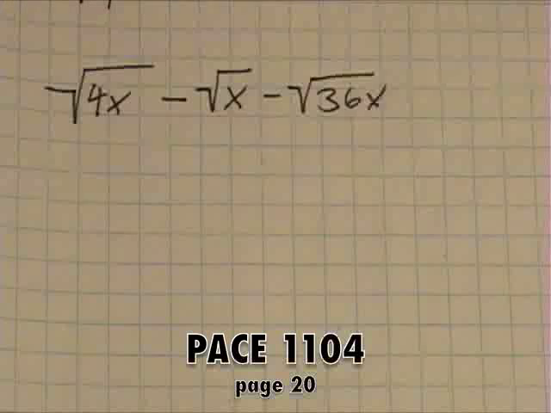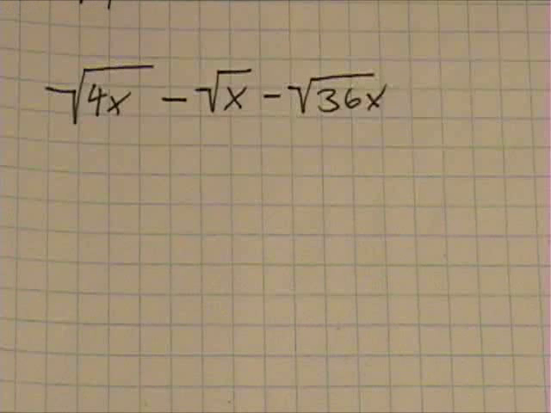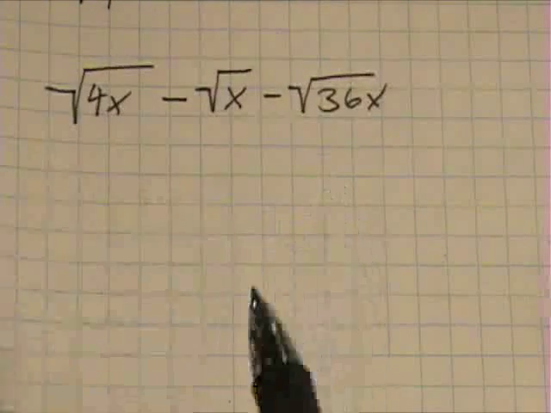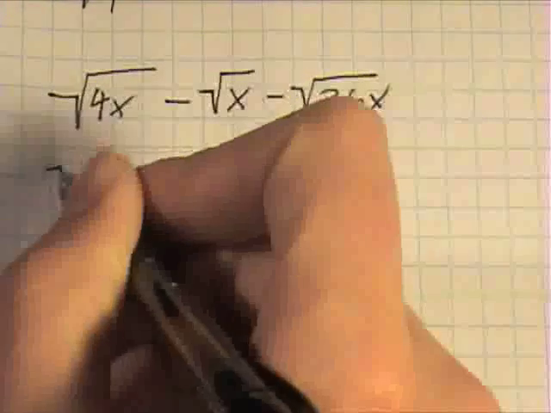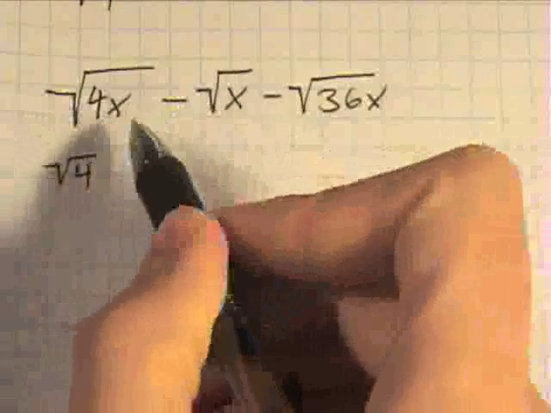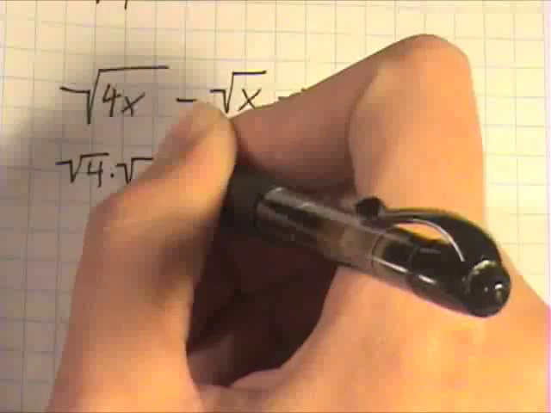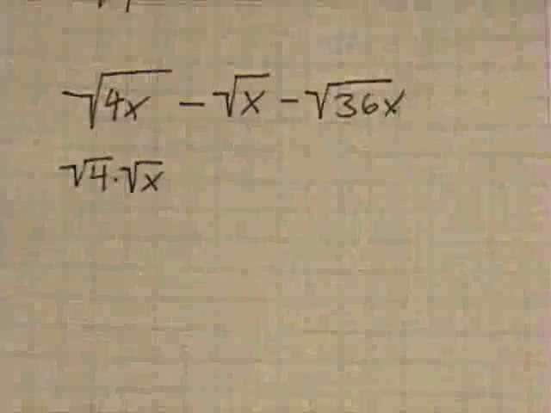When you have radical expressions that do not have the same radicand, you need to simplify each of these so that they do have the same radicand before you can combine them. So the way you do this is you go ahead and split it up into different factors. So I would break this one up into two: the square root of 4 and the square root of x.